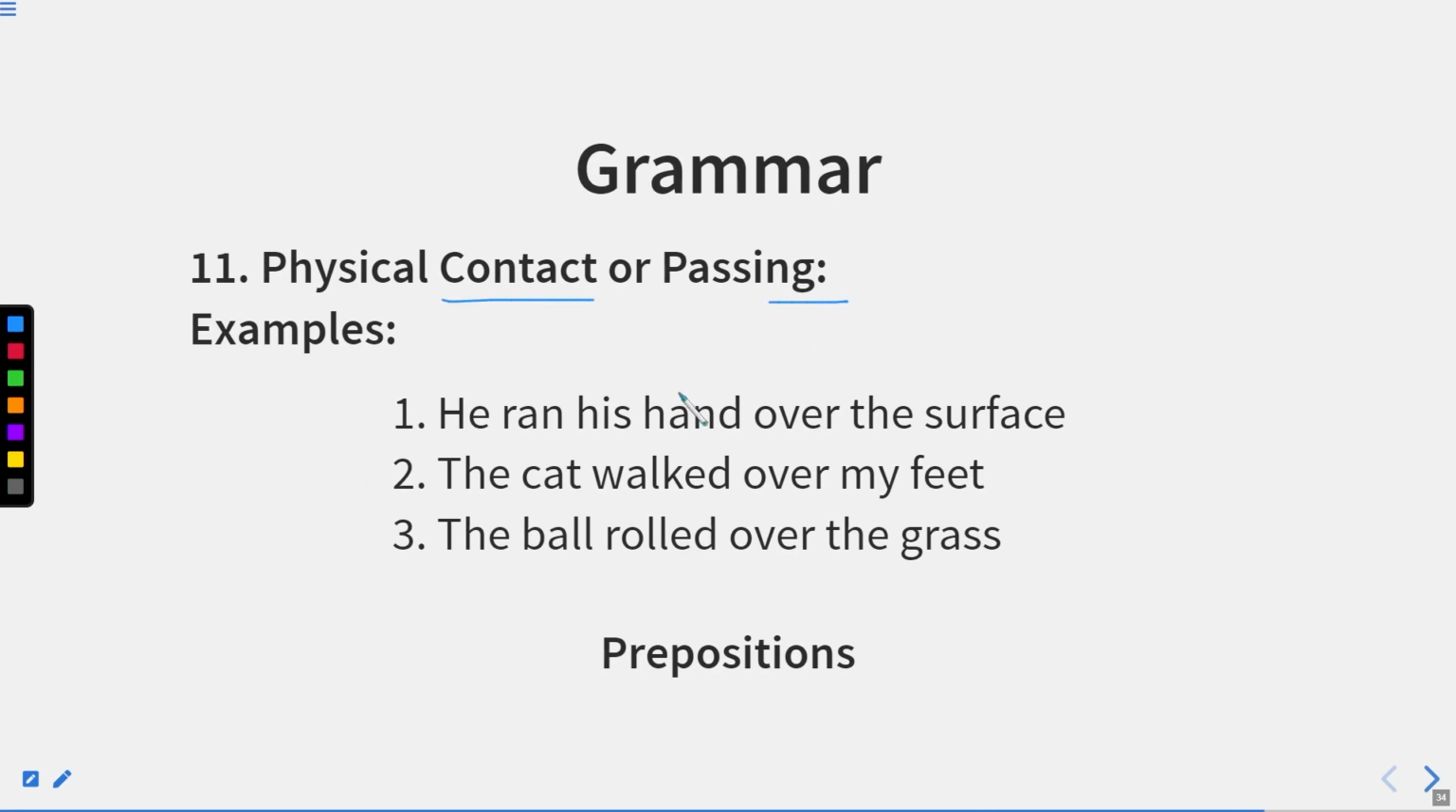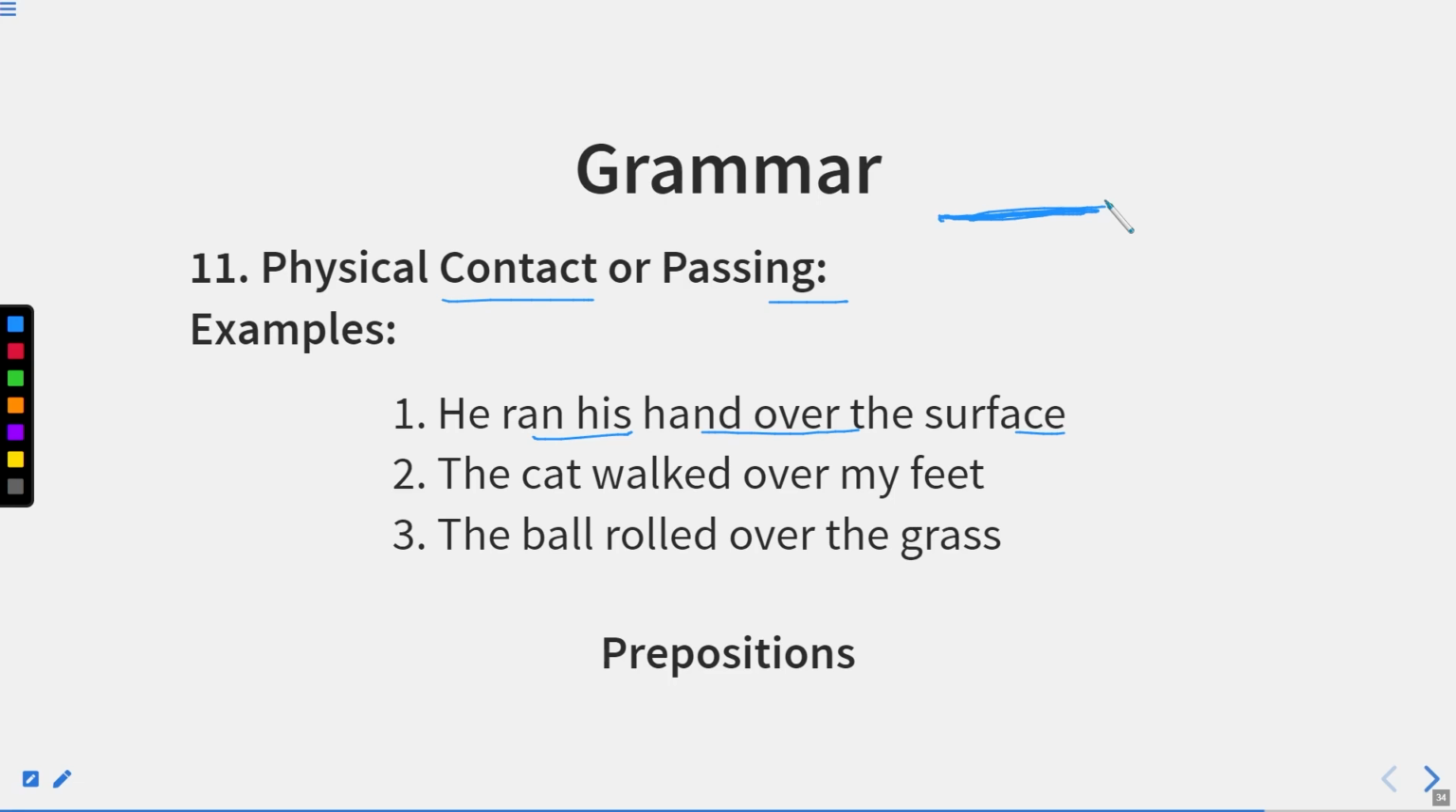Physical contact or passing. He ran his hand over the surface. As I told you, if we say he ran his hand over, it means he is just touching the surface with his hand. For example, whenever we buy a fabric, we just run our hand on that fabric to see the smoothness of the surface. So we ran our hand over the surface or over the fabric.